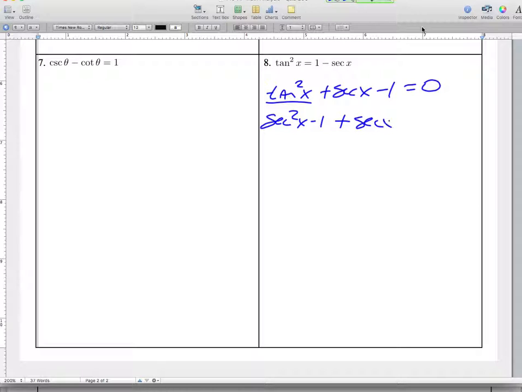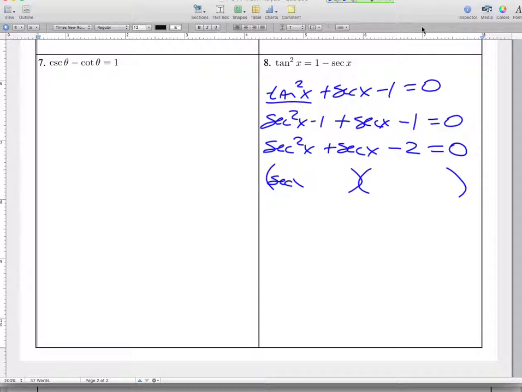Plus secant x minus 1 equals 0. So I want you to do after that step, combine like terms. That gives me secant squared x plus secant minus 2 equals 0. Then what? Two binomials. Factors of secant squared are secant and secant. Factors of 2 are 2 and 1.